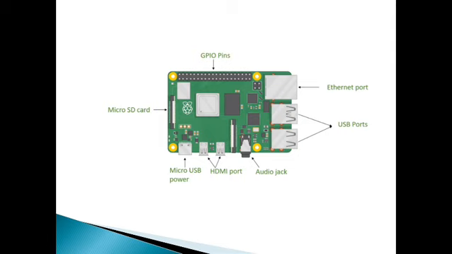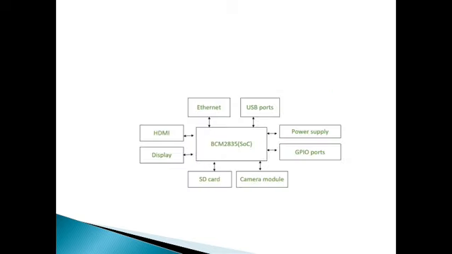So this is the Raspberry Pi kit. It has the GPIO pins, Ethernet port, USB, HDMI port, micro USB power. So this is a diagram of the Raspberry Pi. Here the Ethernet and USB port, power supply, GPIO ports, camera module, SD card, display, and HDMI. These are the devices connected to the SoC.